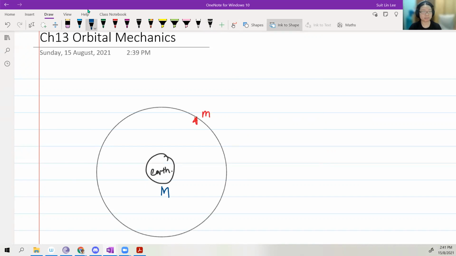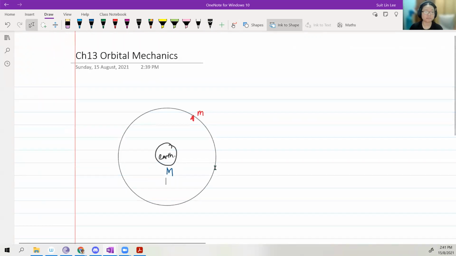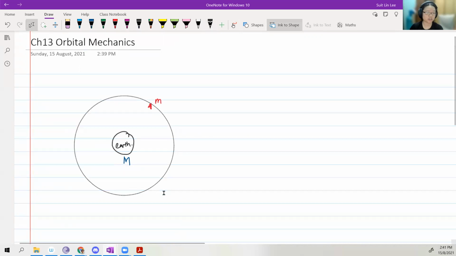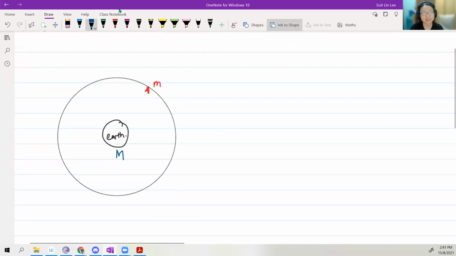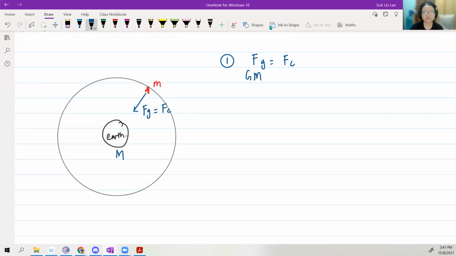So a few things are happening at the same time. Number one, there's a gravitational attraction between these two things to allow the satellite to sit in the orbit. So this one, gravitational force provides centripetal force. So the first idea. And from here, we can obviously fill in what we already know, which is the Newton's law of gravitation equation, equal to mr omega squared. So from here alone, we have already done quite a lot of past year questions.